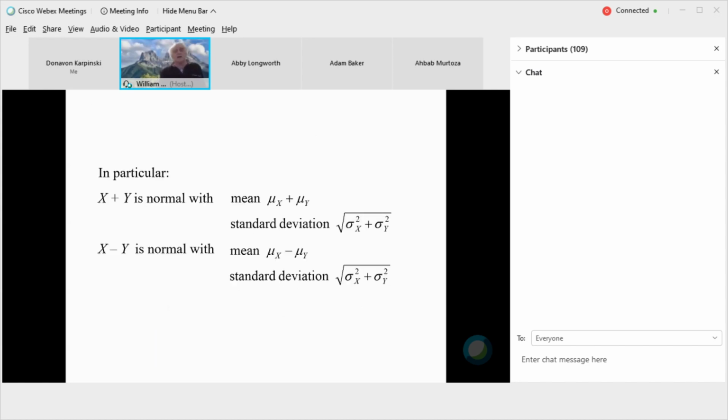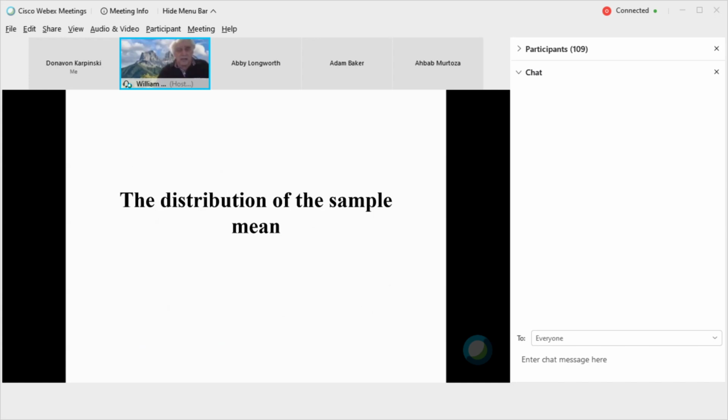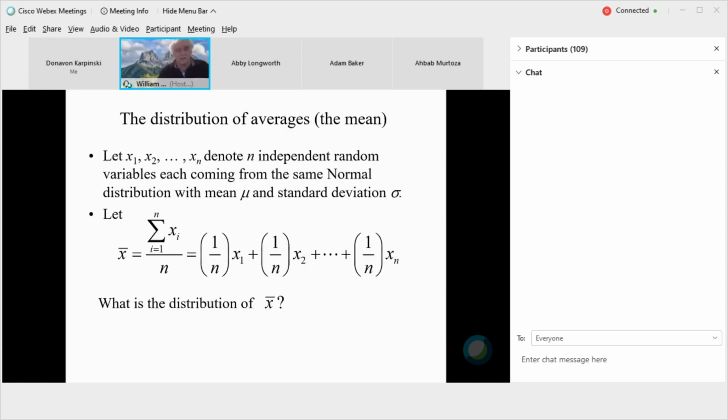So x plus y will have a mean of mu x plus mu y, and a variance of sigma x squared plus sigma y squared. X minus y will have a mean of mu x minus mu y, and a variance of sigma x squared plus sigma y squared. The distribution of the sample mean is just a linear combination. So you have n independent random variables coming from the same normal distribution, mean mu, standard deviation sigma. What's the distribution of x bar? X bar is just a linear combination where the weights are all equal to 1 over n.